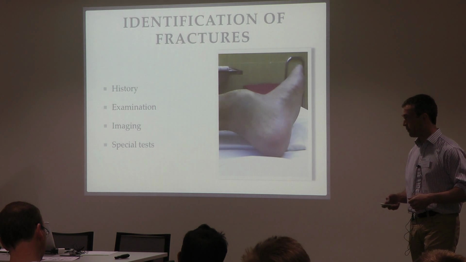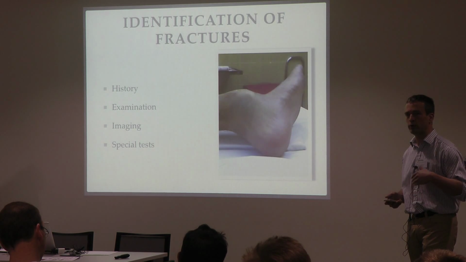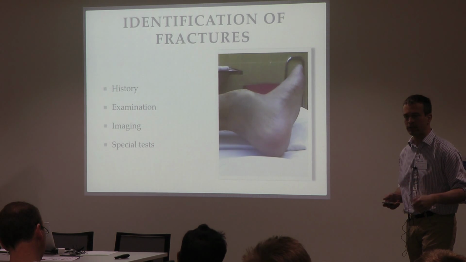Imaging. X-ray of ankle should be 2 views. X-ray of foot should be 3 views, AP, lateral, oblique. That way you will pick up the subtle injuries more commonly.